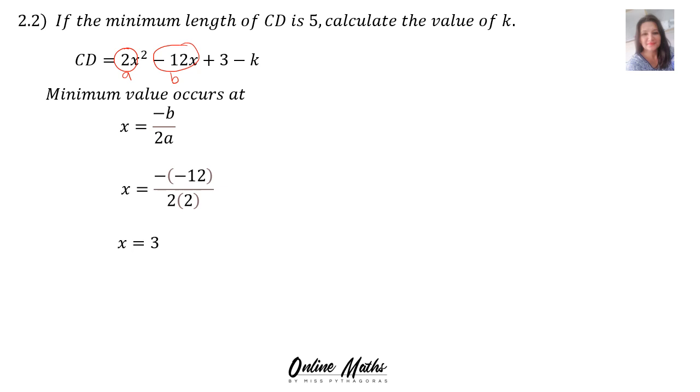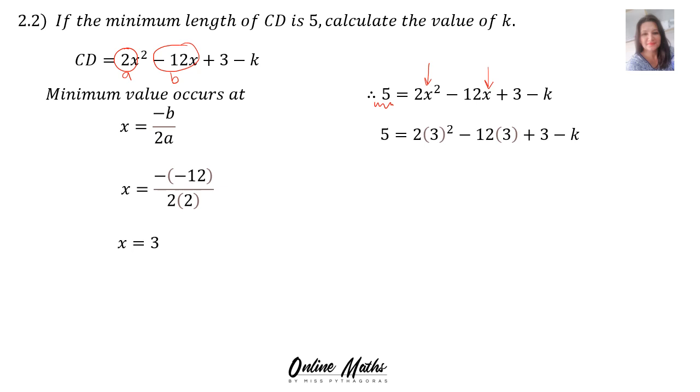And it's given that the minimum length of CD is 5. So therefore, now you can take your expression CD and you can equate it to 5, since this is the y, the minimum length. And then we know the minimum length occurs at x is equal to 3. And that means in x's place, you will substitute 3 so that you can work out k. Therefore, 5 equals 2 times 3 squared minus 12 times 3 plus 3 minus k.